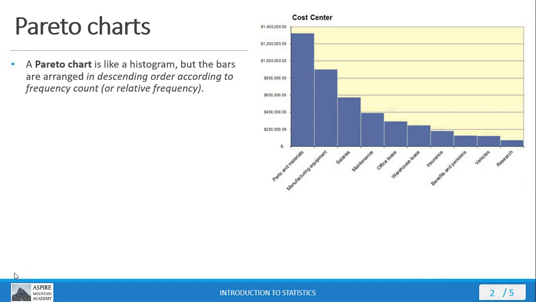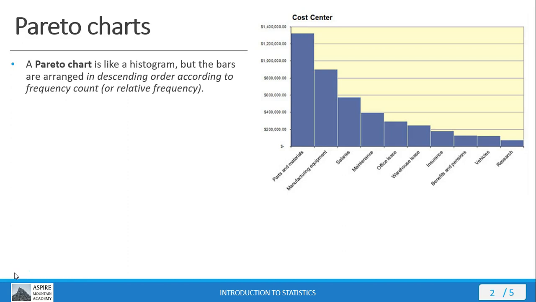Pareto charts are like histograms, but with one important difference. The bars are arranged in descending order according to count. You can make these with frequency counts or relative frequency percentages. It doesn't matter. The effects are still the same. Organizing the categories or classes in order from highest to smallest is what makes all the difference, as you'll soon see. You must arrange the bars in descending order.